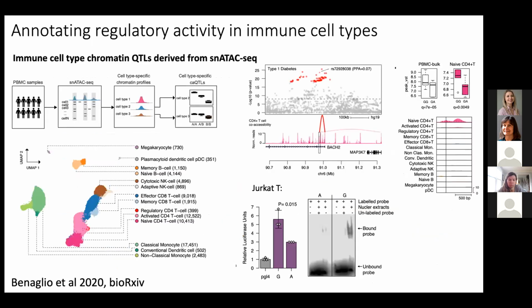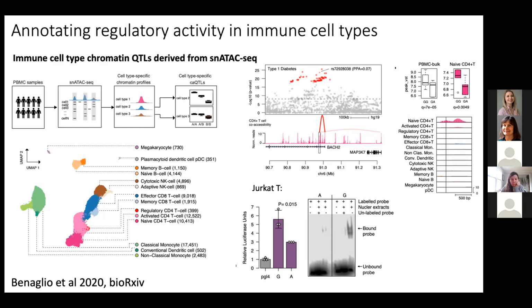Similarly, our group, in another paper that's recently on bioRxiv, is related, but instead of sorting out certain cell populations and then profiling those in bulk, we used single cell assays to profile PBMCs. We use that information to disentangle different cell types and subtypes, and then map chromatin QTLs within each of the cell types and subtypes. In doing that, we find thousands of QTLs for different immune cell subtypes, and then use that information to annotate risk loci for autoimmune disease, including type 1 diabetes.